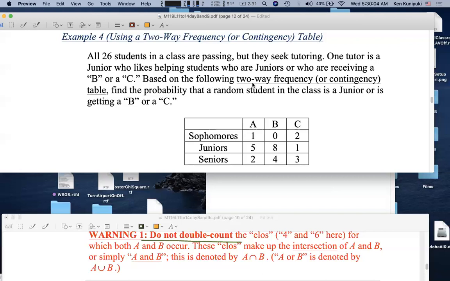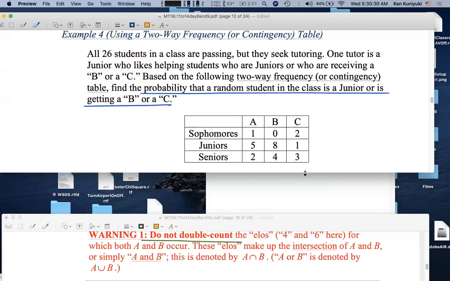Based on the following two-way frequency or contingency table, find the probability. So we want the probability that a random student in the class is a junior or is getting a B or a C. In other words, the probability that a random student in the class is someone whom you'd be willing to help. Okay, all 26 students are accounted for here. I'm not trying to trick you. If you add up all these numbers in here, they add up to 26.